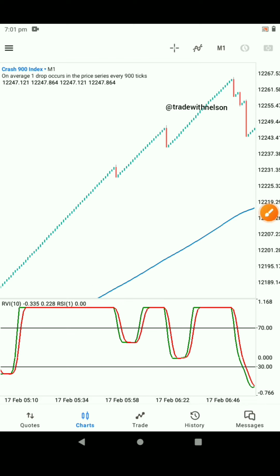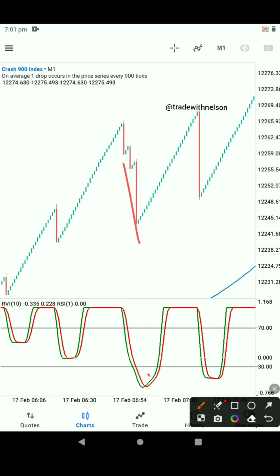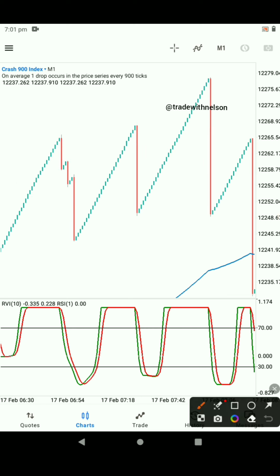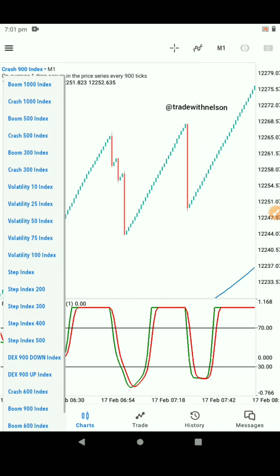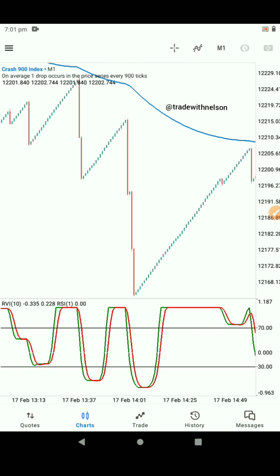Spike, spike, spike that crosses, 5 candles. You see that this one also works perfectly in the Crash 900 market. So let me go to the Boom 900 and show you 1 or 2 examples also.